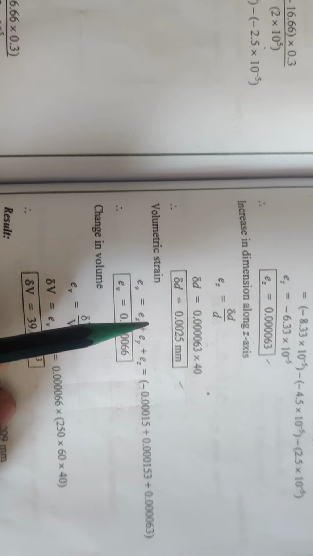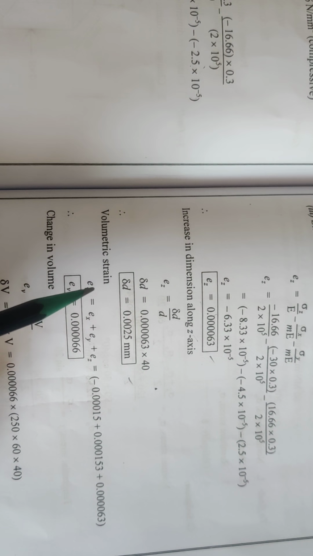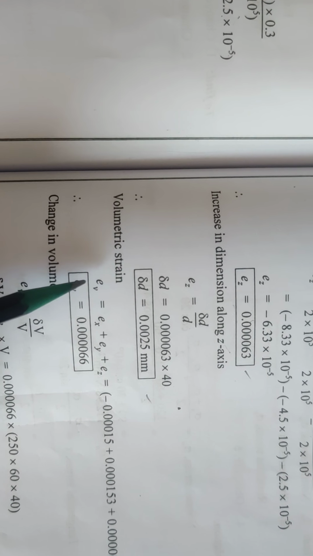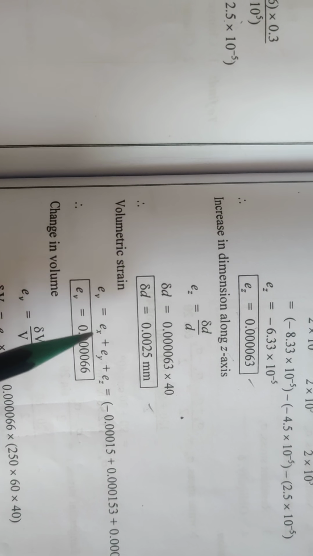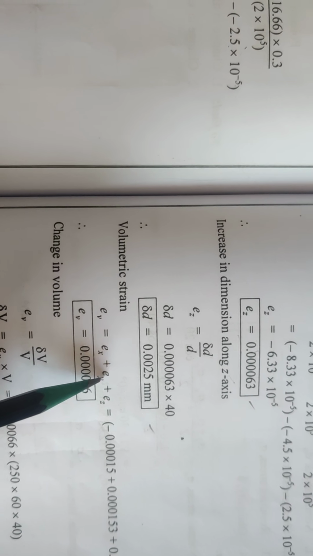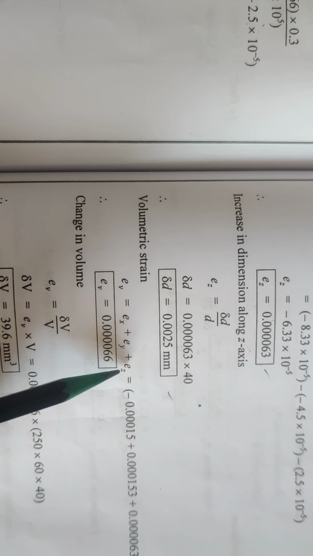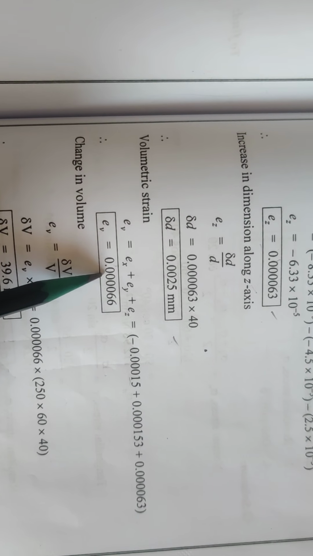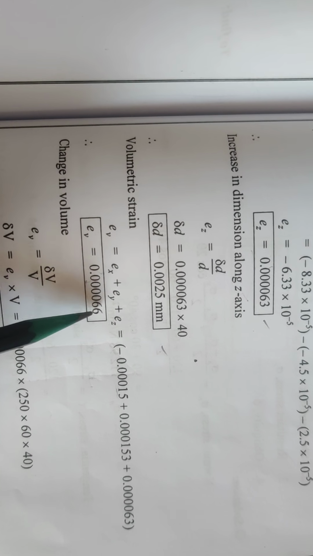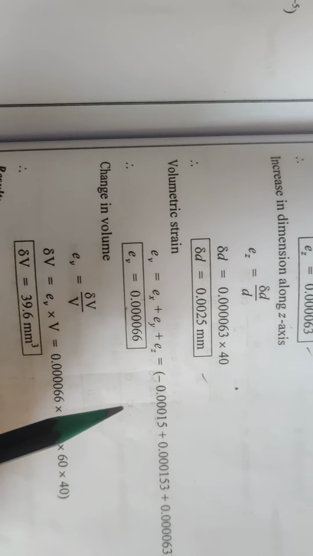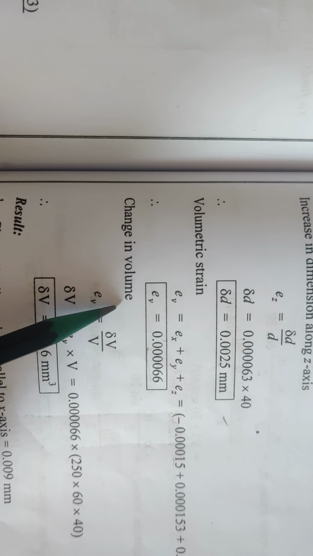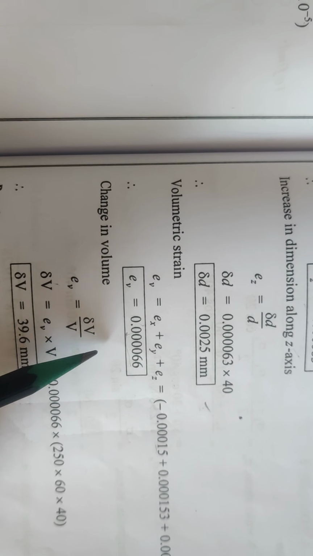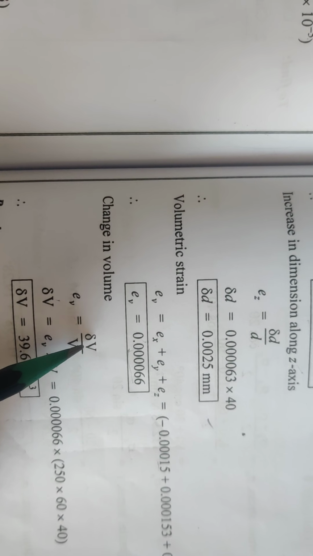After calculating strain in x, y and z directions, we are calculating volumetric strain. The total volumetric strain is equal to strain in x direction plus strain in y direction plus strain in z direction. We substitute those values, and we are getting the volumetric strain as 0.4066. Therefore, for change in volume, EV is equal to delta V by V.